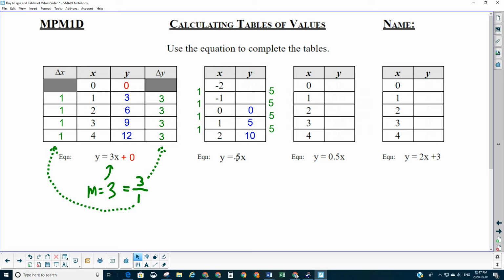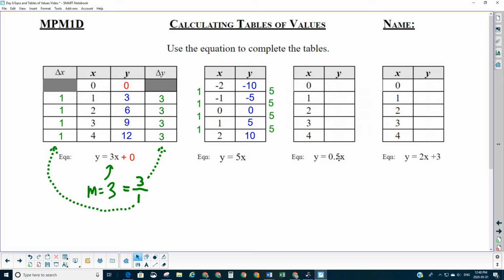You can check. Okay, so plug in the 2. 5 times 2 is 10. And if you're going up by 5s, you don't have to worry about plugging in. You can just follow the pattern. If you're going up by 5s, what was it before? Must have been negative 5. And before that must have been negative 10. So going up by 5s. Again, you can check. 5x, 5 times negative 2 is negative 10.